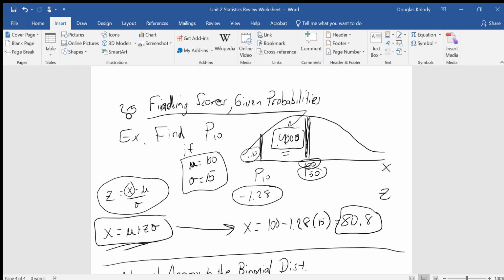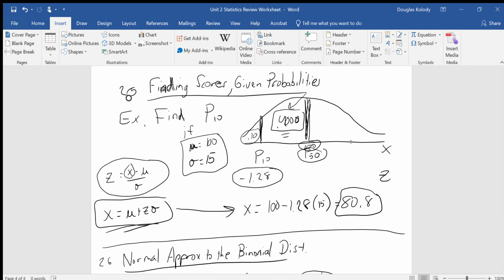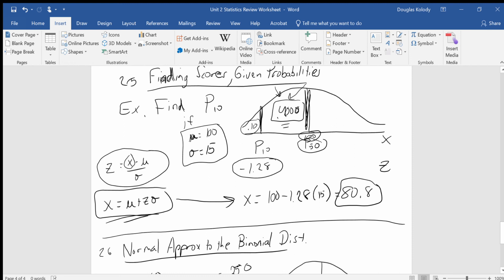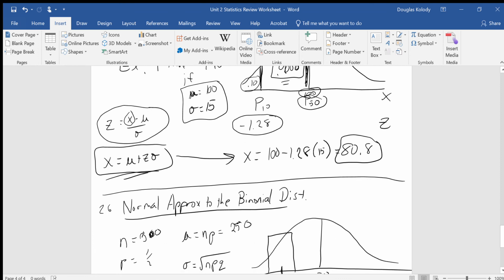Okay, so if I ask you for a measure of position, you find the area from that position to the center, and that's your area, and then you look up that z-score backwards and plug into the formula for x.